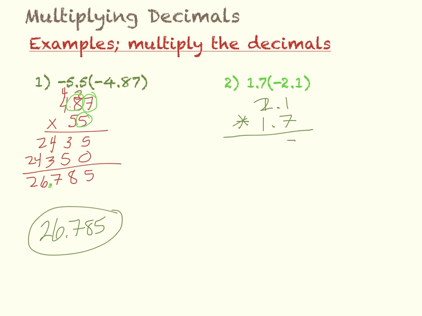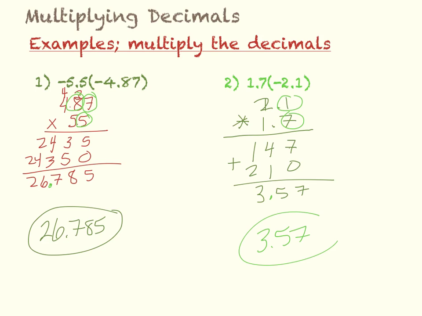7 times 1, 7. 7 times 2, 14. 1 times 1 is 1. 1 times 2 is 2. I'm going to add down. 7, 5, 3. 1, 2 decimal places. So you put your decimal 2 places right there. So your final answer is 3.57.